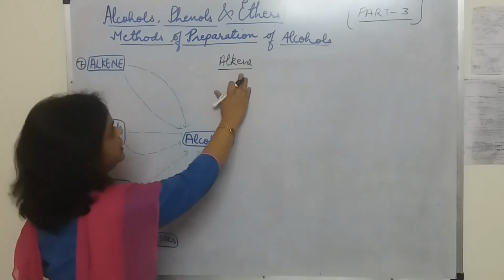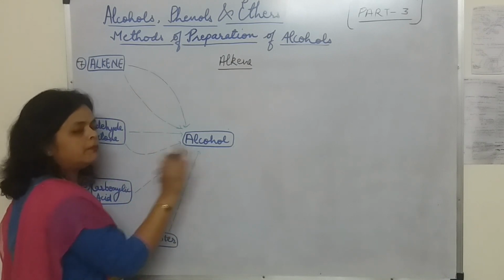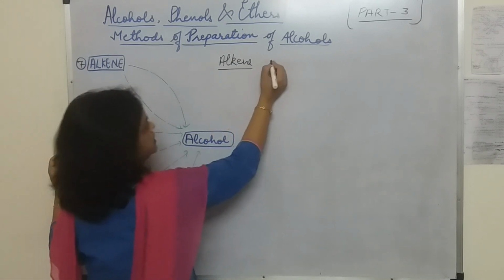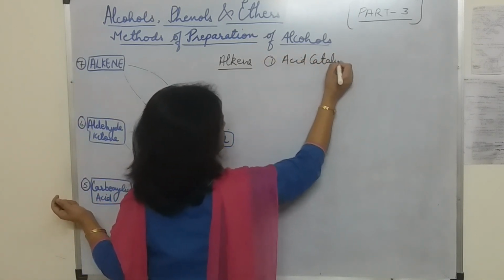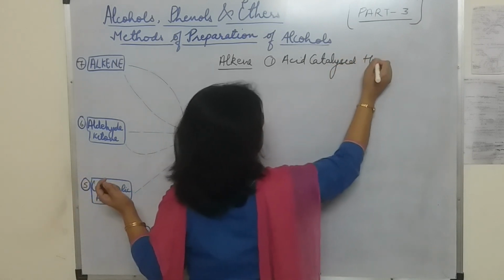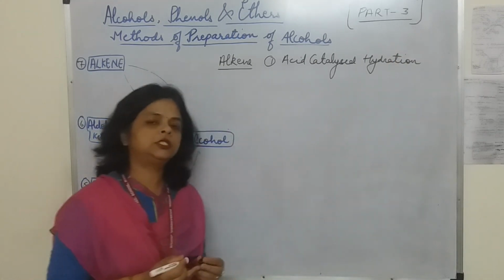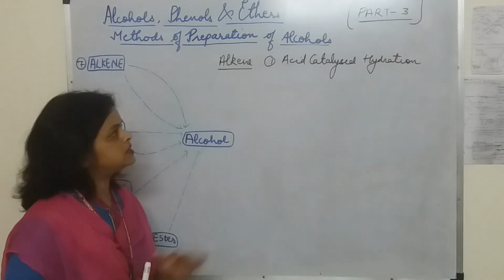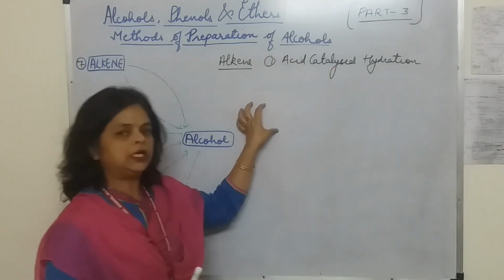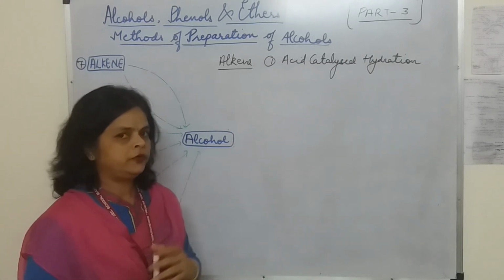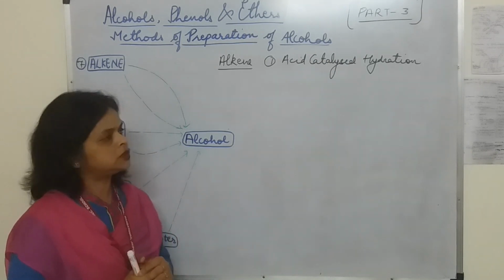Now we will do the next method of preparation, from alkene. Alkene can be converted into alcohol by 2 methods. The first one is acid catalyzed hydration. Students, we had discussed this reaction when we were discussing the hydrocarbons, and we had seen that in presence of acid, one molecule of water adds to the alkene by Markovnikov rule. So the OH part goes to that carbon which has the lesser number of hydrogen atoms.